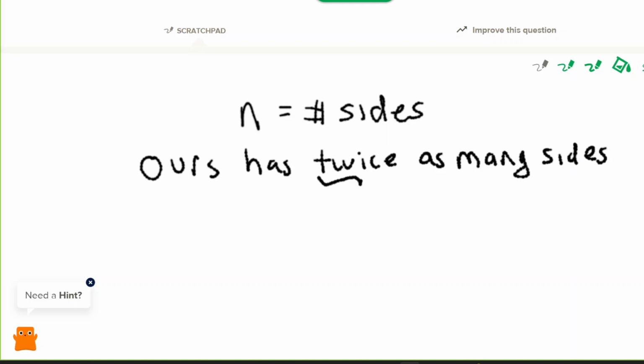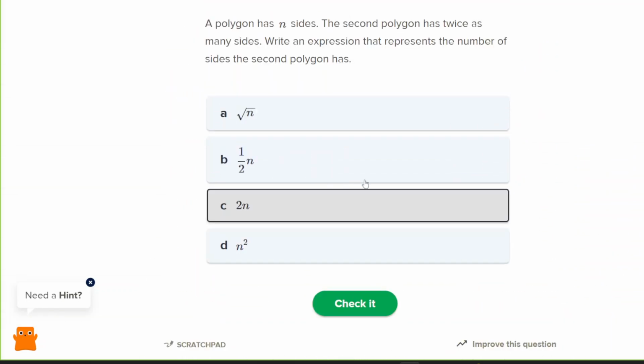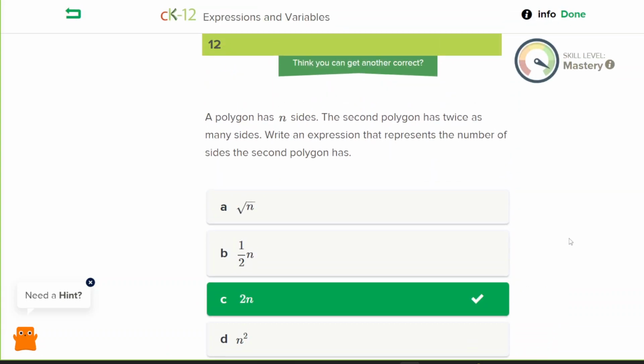Now, whenever you see the word twice, that usually means times two, right? Doubling the number of sides. So the number of sides that we're doubling here is the number of sides of the polygon originally given, that was n, and ours has twice that many. So it's going to be n times 2 or 2 times n, and usually multiplication, they're just written together like this, 2n. All right, so back up in the problem. I'm selecting C here, 2 times n. Check it out. Fantastic.